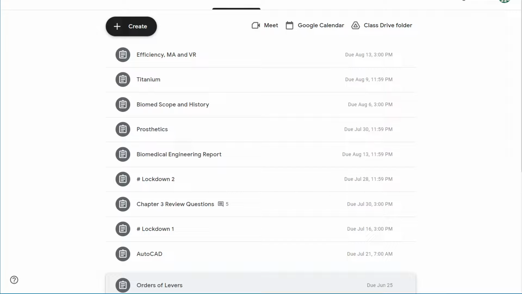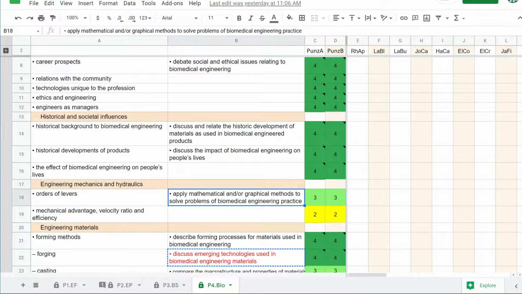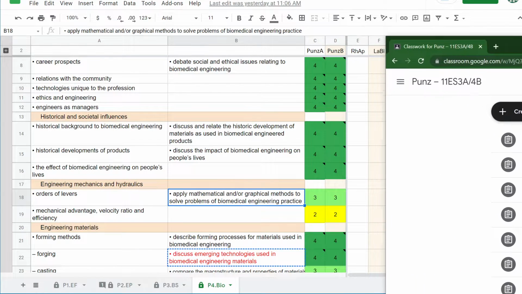I might use some of my time on Friday to go and check up on homework. But in the meantime, I'll just actually grab this tab out.